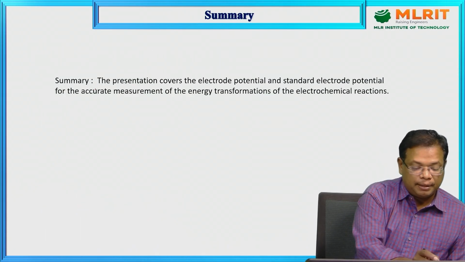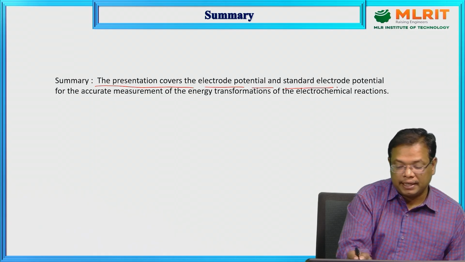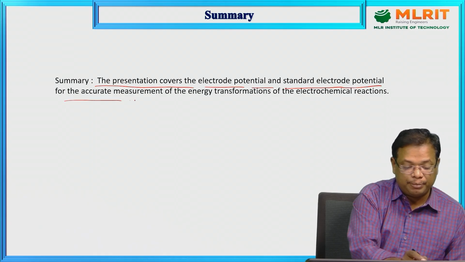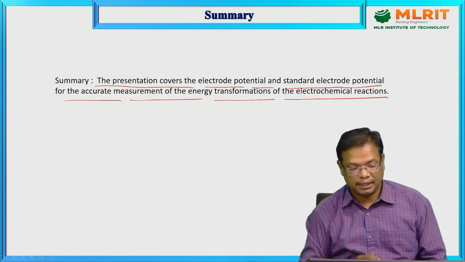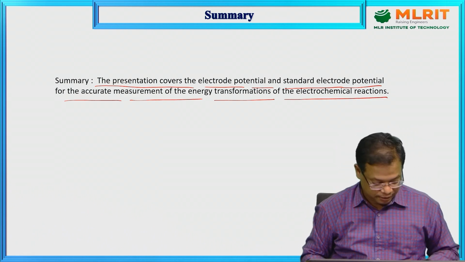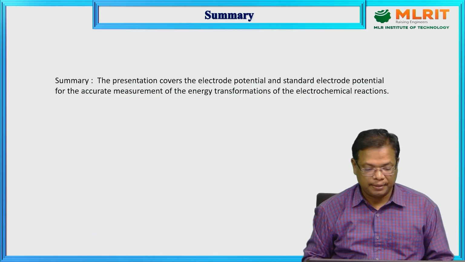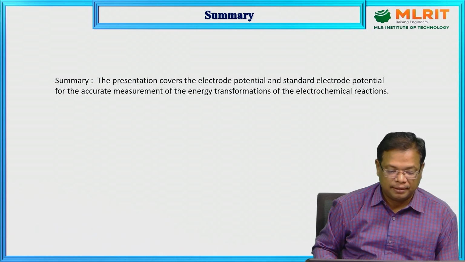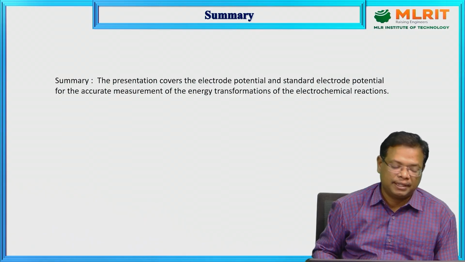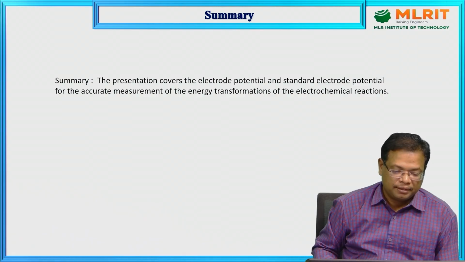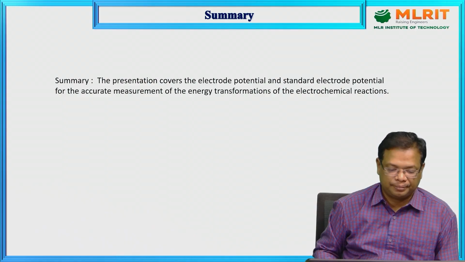In summary, the presentation covers the electrode potential and standard electrode potential for the accurate measurement of the energy transformations of electrochemical reactions. These are the fundamental things we have to know today in this particular topic of electrochemistry: the introduction part and further definitions of important topics like reduction and oxidation.